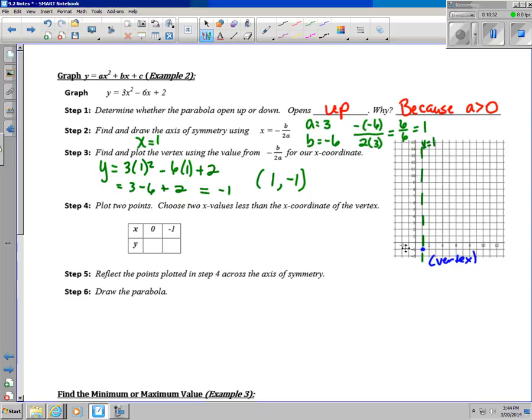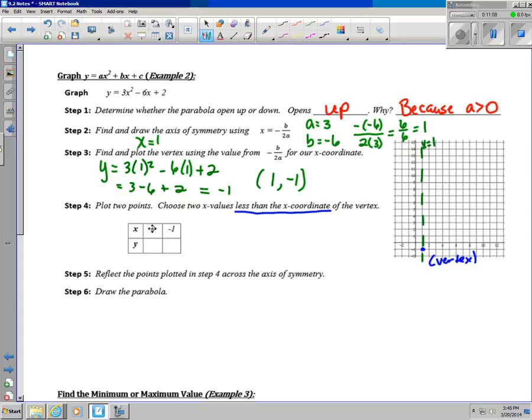Okay? Now my parabola opens upward, so I know it's going to be up from here at this point. So the next thing I'm going to do is plot 2 points. It says choose 2 x values less than the x coordinate of the vertex. I'm going to do that in this case. I'm going to choose values that are less than the x coordinate because that is the side that 0 is on. If my x coordinate were negative, I would choose values that are greater. I tend to always choose the 0 because I'm usually on one side or the other. I try to choose the simplest numbers possible to substitute in.